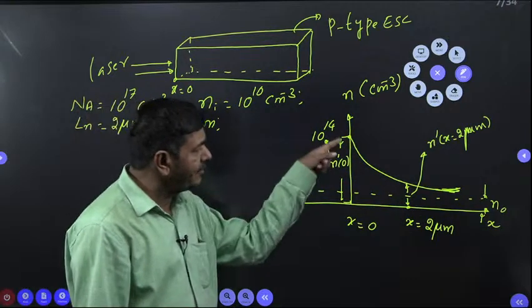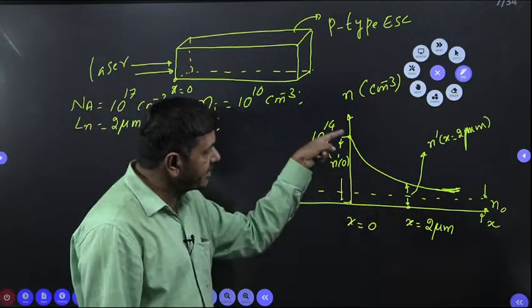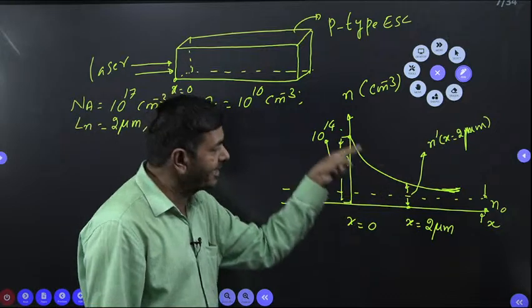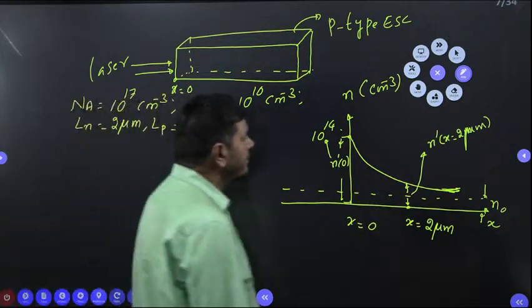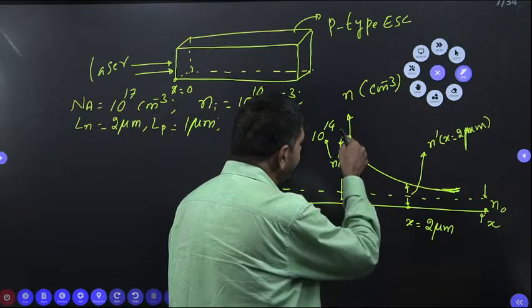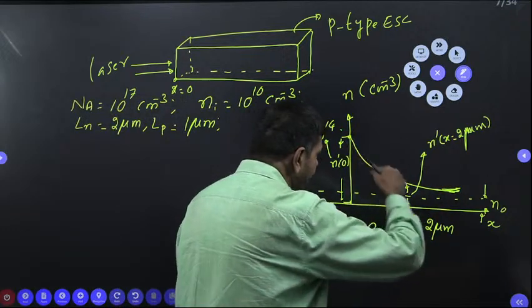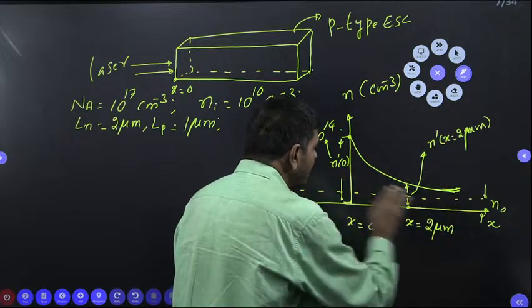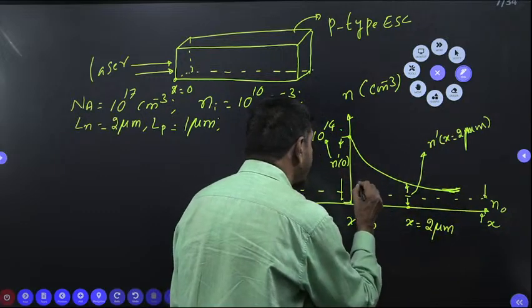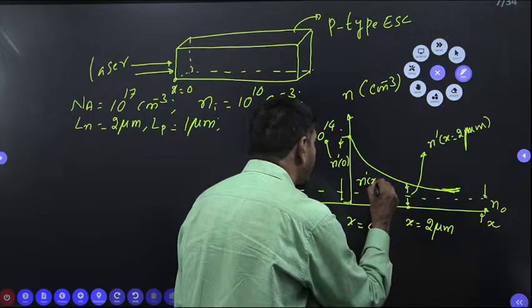But just like the discharging of a capacitor, you are going to get the shape of the waveform. When discharging, just like a capacitor, we are getting this because of the diffusion, the electrons are going to move. So these electrons are nothing but N dash of x at any point.